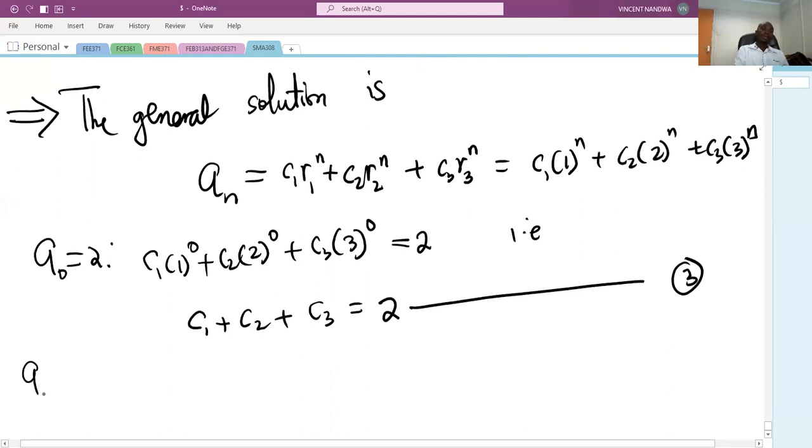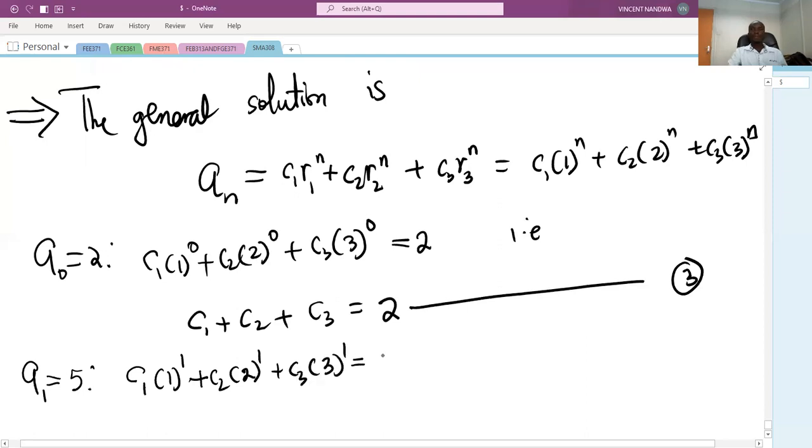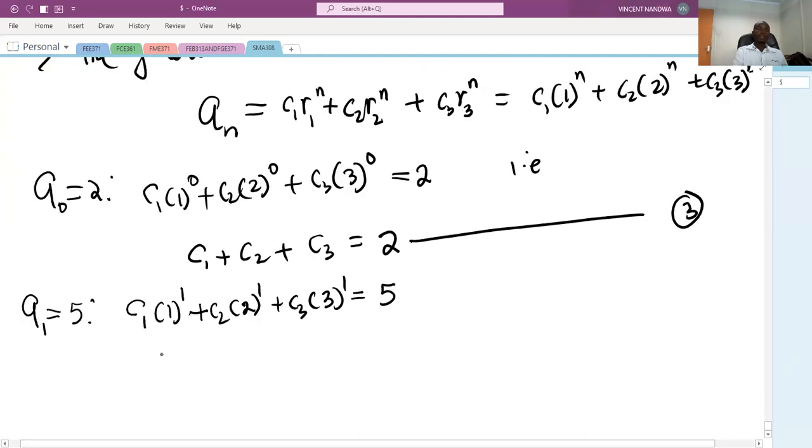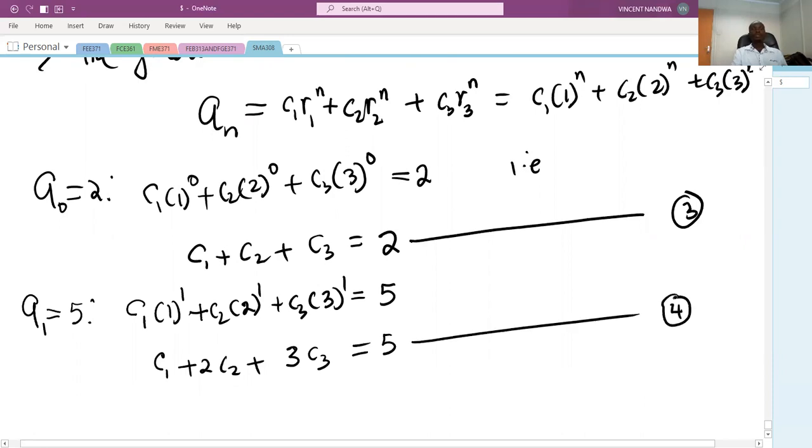And then A1 is given by 5. So replace where there's n by 1 in this general solution, not 5. So C1 1, plus C2 2, plus C3 3. This should give us 5. So when you simplify this, you get C1 plus 2C2 plus 3C3 equals 5. Call this one equation 4.